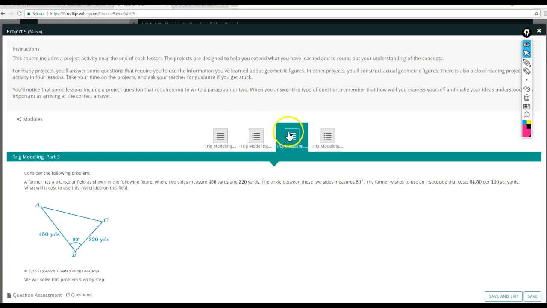Okay, so we are back to the third part in our project 5. And we are going to consider the following problem. A farmer has a triangular field as shown in the following figure, where two sides measure 450 yards and 320 yards. The angle between these two sides measures 80 degrees.